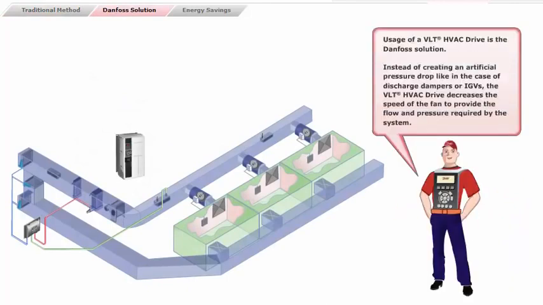Usage of a VLT HVAC drive is the Danfoss solution. Instead of creating an artificial pressure drop like in the case of discharge dampers or IGVs, the VLT HVAC drive decreases the speed of the fan to provide the flow and pressure required by the system.